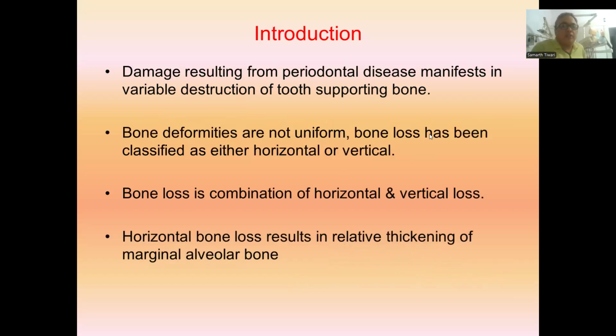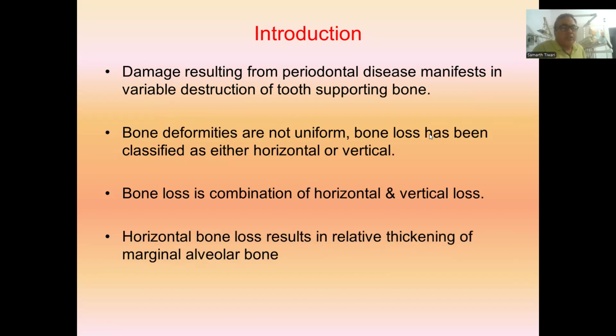First, we will begin with an introduction. Why is resective osseous surgery needed? Damage resulting from periodontal disease manifests in variable destruction of tooth supporting bone. Bone deformities are not uniform. Bone loss has been classified either as horizontal or vertical. Bone loss is a combination of horizontal and vertical loss.